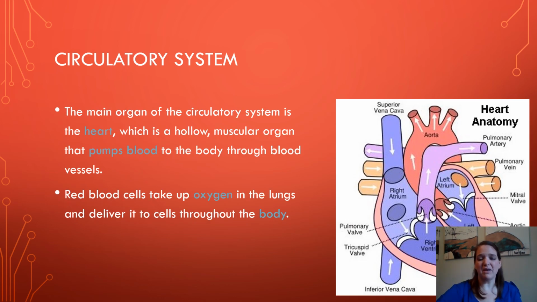All right, the main organ of the circulatory system is the heart, which is a hollow muscular organ that pumps blood to the body through the blood vessels. Of course, red blood cells take up oxygen in the lungs and deliver it to the cells throughout the body. We've already talked about that. We don't have to spend a ton of time talking about the heart or the anatomy of the heart, but it is super interesting, so I do want to point out a couple of things.